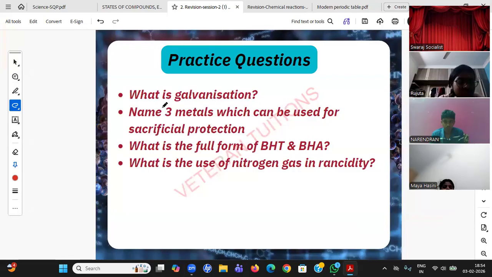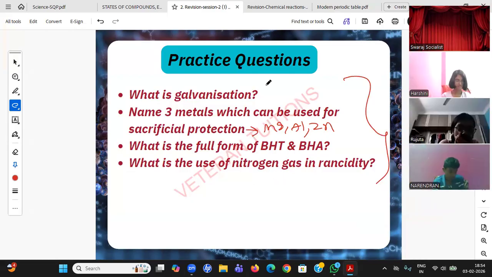These are some questions which are repeated from this topic. What is galvanization? Name 3 metals which can be used for sacrificial protection. Just now we discussed magnesium, aluminium, and zinc. What is the full form of BHT? We have just discussed it: butylated hydroxytoluene and anisole. What is the use of nitrogen gas in rancidity? Obviously, it will avoid the oxidation of fats and oils because the bag is filled with nitrogen gas.